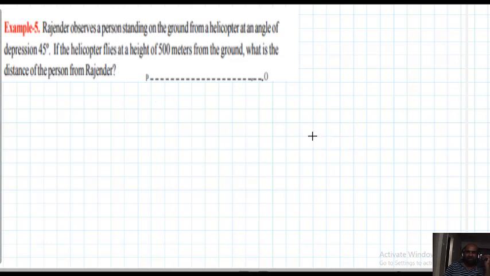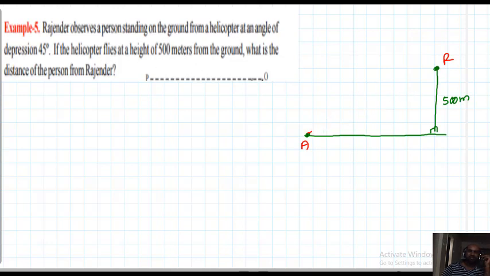First of all, I want to draw the diagram. This is the ground. This is the helicopter. Given that the helicopter is 500 meters above the ground. So this is a person. Person height is not mentioned, so we need to take the person as a dot. A is the person. Rajendra is here, R. He observes the person standing on the ground from the helicopter at an angle of depression of 45 degrees.